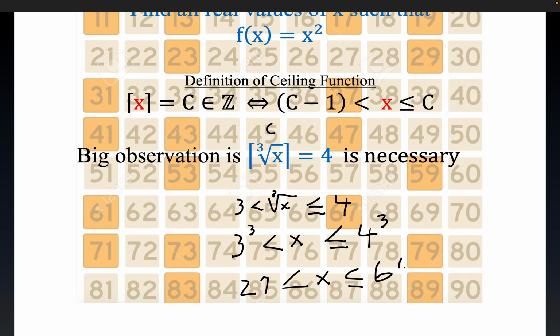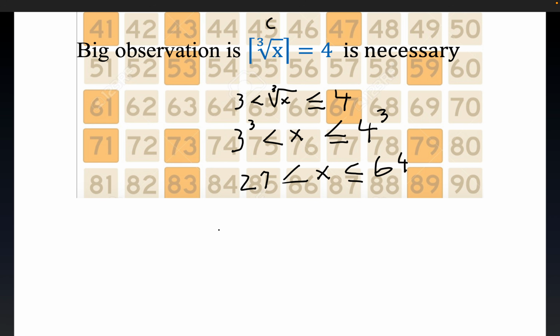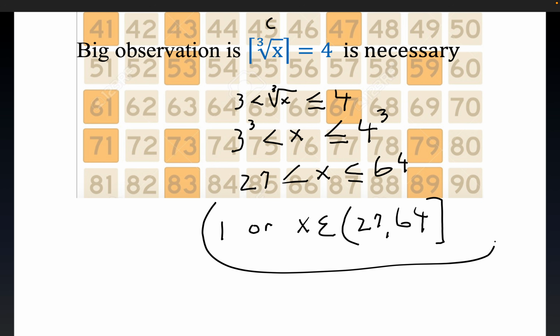Okay, so y'all, what we could do here, we've already noted that 1 was the solution. So another way to write this, if you want to write it a little more tersely, you can write 1 or x is a member of the open 27, closed 64 interval. Okay, so y'all, this is the answer I got. That 1, just 1, or this range of numbers, not including 27.